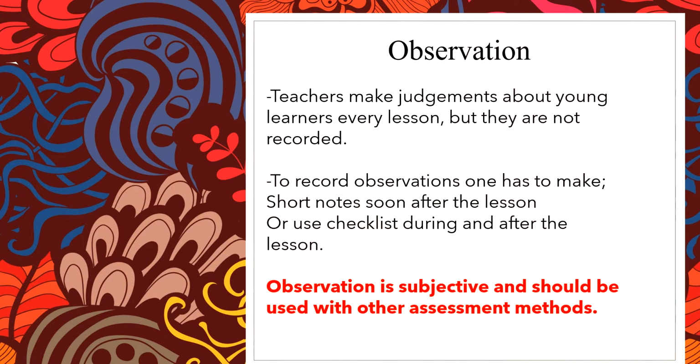Observation. Teachers make judgments about young learners every lesson, but they are not recorded. To record observations, one has to make short notes soon after the lesson or use checklists during or after the lesson. But be aware that observation is subjective and should be used with other assessment methods to keep it objective.